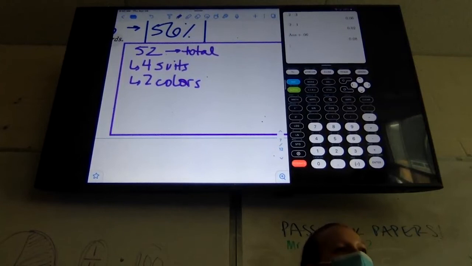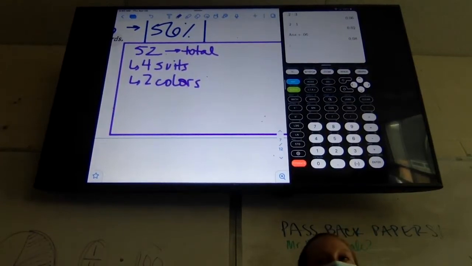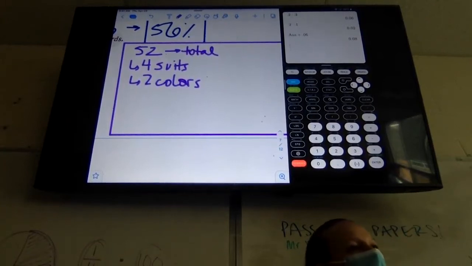Those are, I think, 13. So I'm going to count all the numbers: 2, 3, 4, 5, 6, 7, 8, 9, 10. And then I'm going to count Jack, King, Queen, Ace. So I think 13. Yeah, I didn't count 1. Yeah, okay.